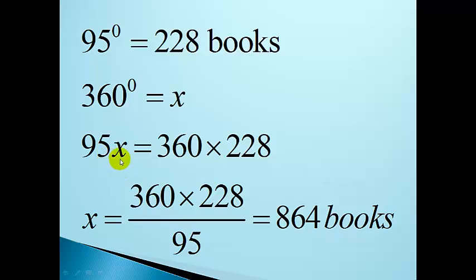Now we are solving for x, so we divide both sides of the equation by 95. When we divide 95x by 95, the answer is x. And when we divide the right hand side by 95, we have 360 times 228 divided by 95. And the answer is 864 books. That means that the total number of books borrowed is equal to 864 books.